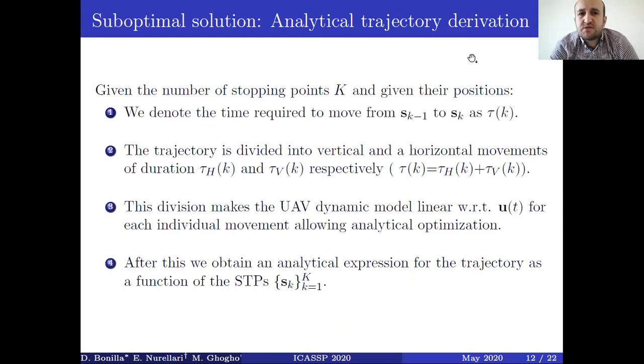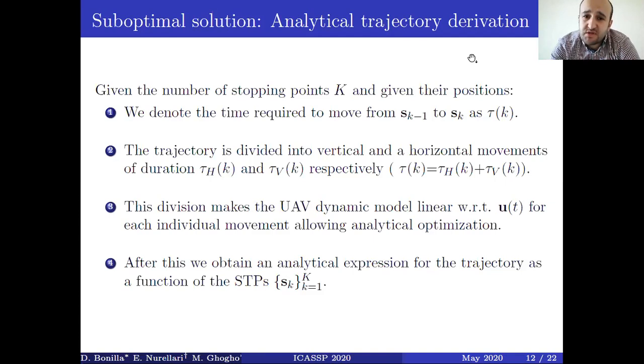So what we propose is a suboptimum solution. And again, this suboptimum solution will show that it performs really well, and it will enable us to get the analytical solution in a closed form. So the first thing that we need to do is derive the trajectory, and then we predefine or estimate the K stopping points. So the trajectory is divided in two, vertical and horizontal movements, and these are represented as tau_h(k) and tau_v(k).